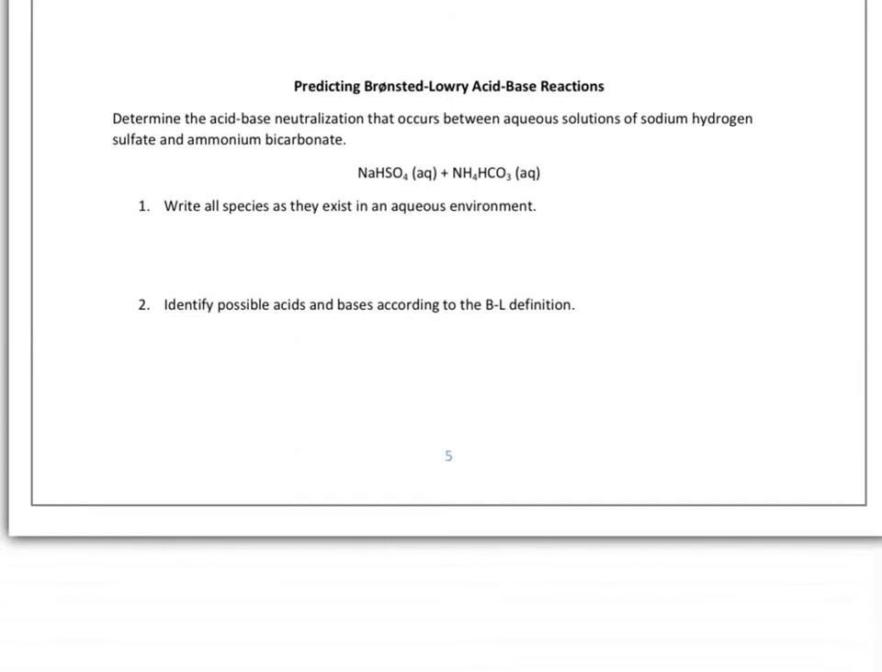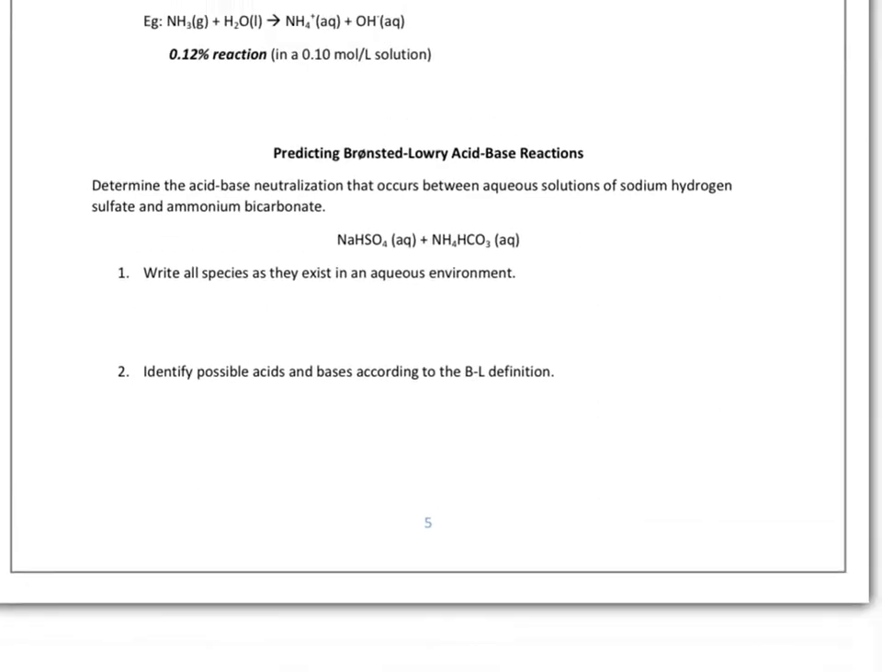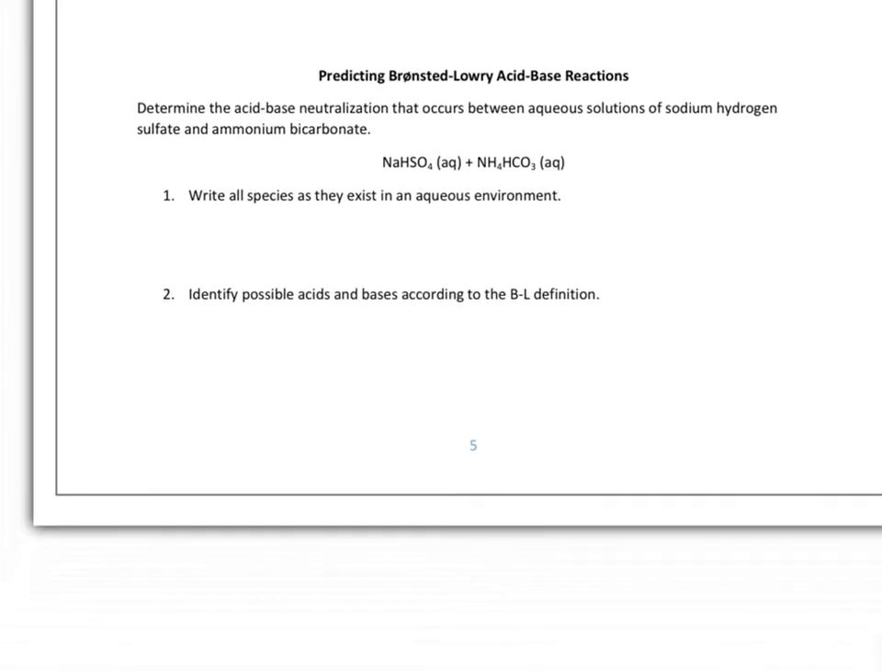Next, we're going to look at predicting Bronsted-Lowry acid-base reactions. I want you to put a star next to this topic as it is extremely popular on the public exam. To best explain how to proceed with predicting Bronsted-Lowry acid-base reactions, we're going to work through an example together.